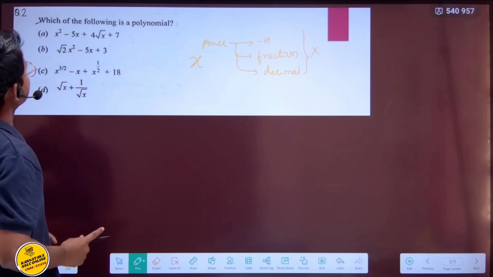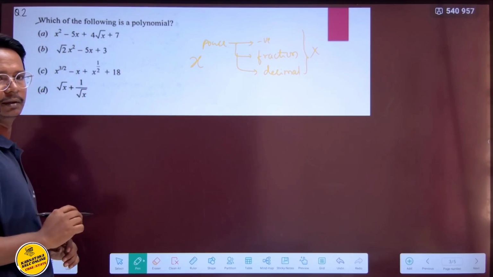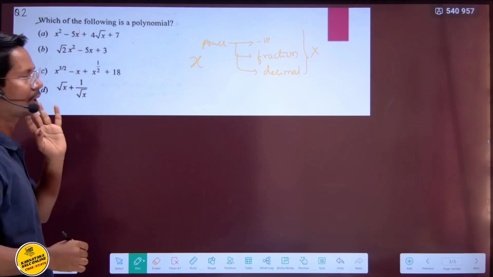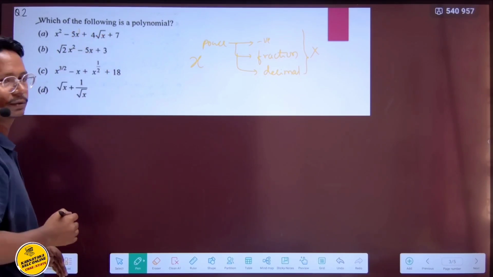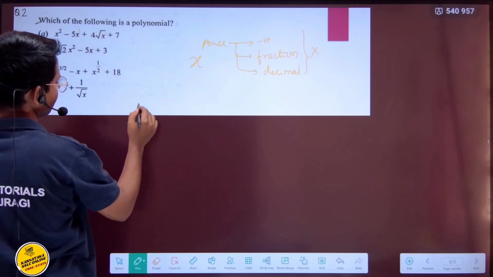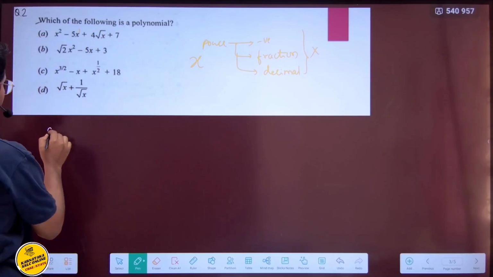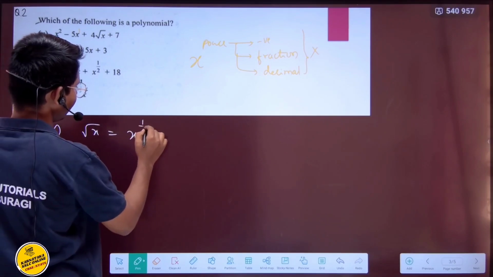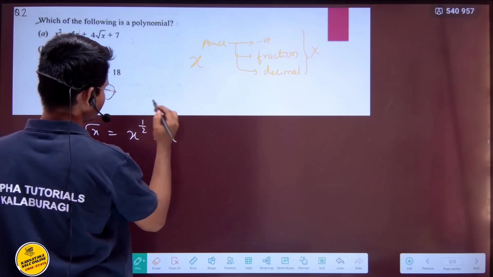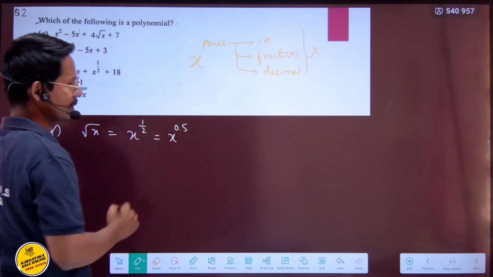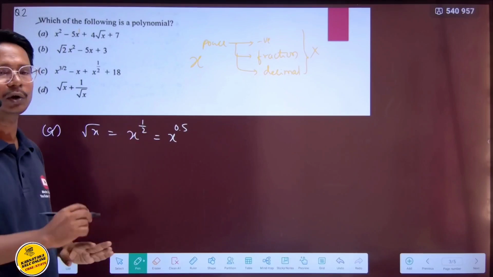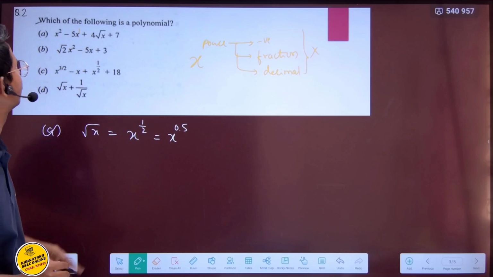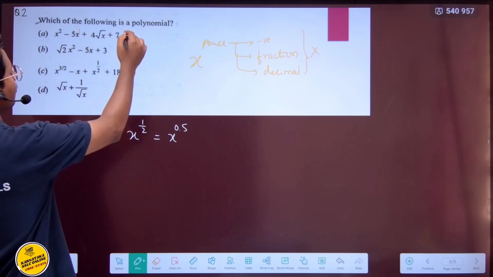So the first option, if you see x square, it is an integer power, no problem. x to the power 1, it is okay. But here, what about the root of x? Root of x indicates x to the power 1 by 2. So 1 by 2 is a fraction, or even you can consider it as a decimal. Such powers are not called polynomial, irrespective of other terms. So option A is not going to be a polynomial.